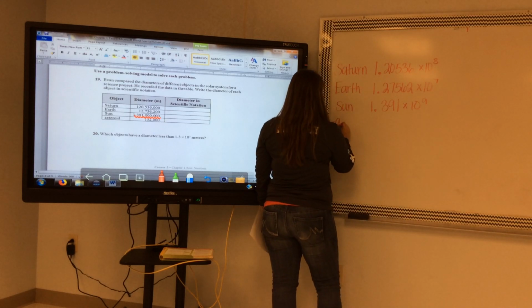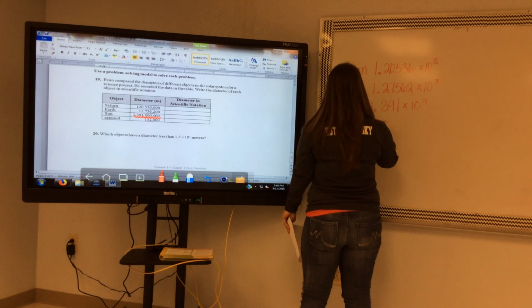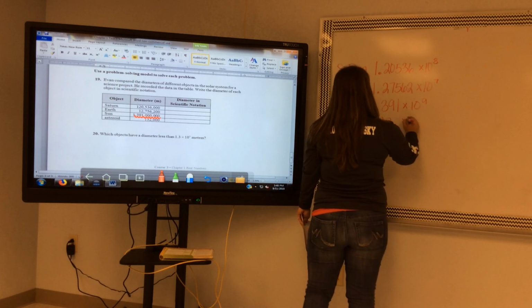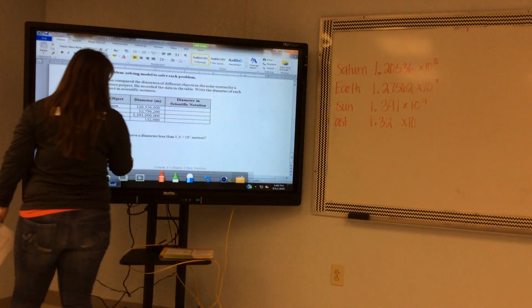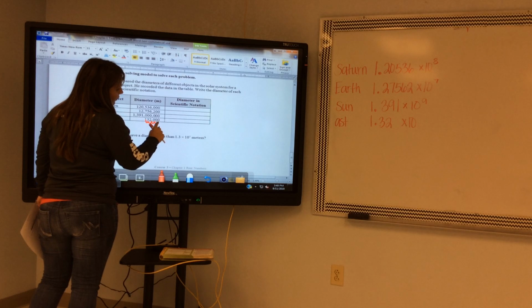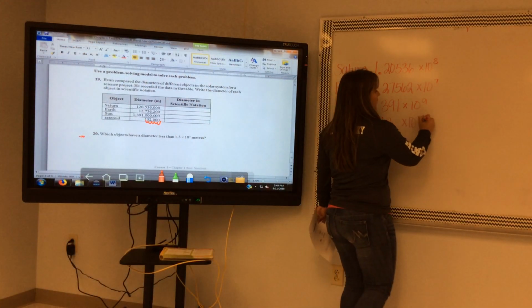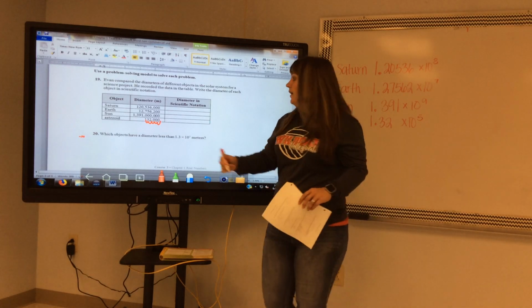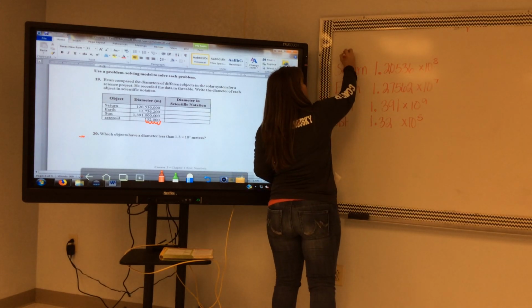And then asteroid is 1.32 times 10. And if I put that decimal right here, I need to move it 1, 2, 3, 4, 5 places. So this is what my chart should look like for number 19.